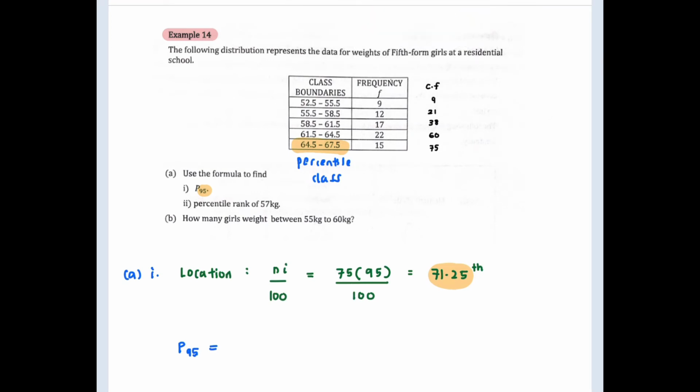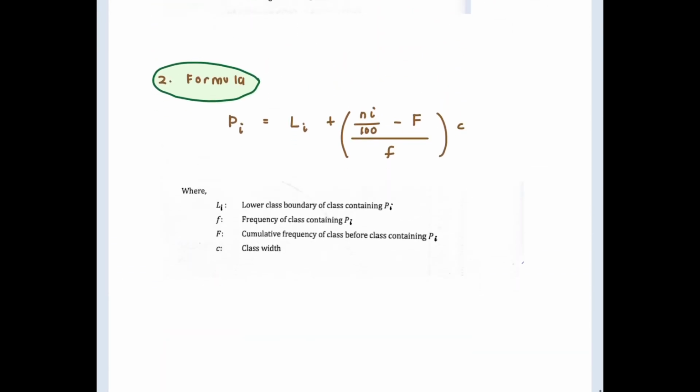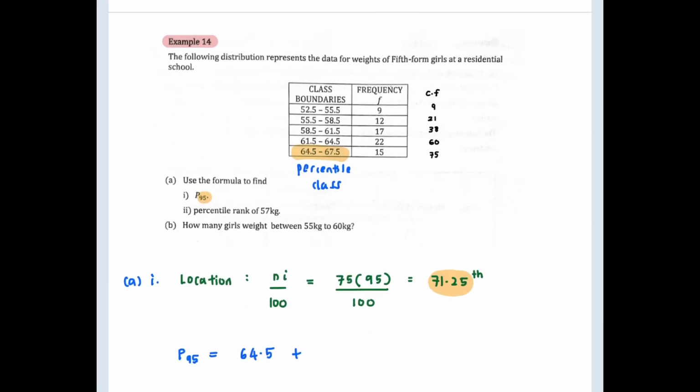Substituting into the formula, you have P95 equal to Li, which is the lower boundary of the percentile class, 64.5, plus the formula of Ni over 100, which is your location from just now.